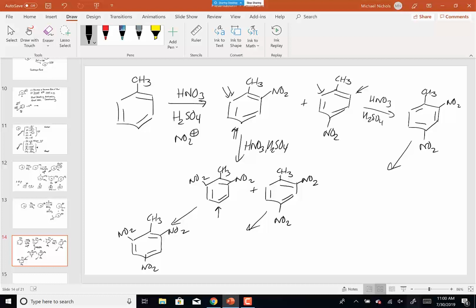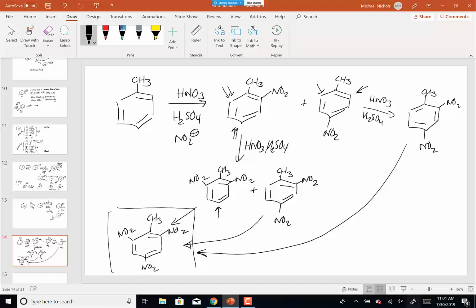And that would be the same product if I added another nitro group to the middle product here. I'm going to end up with the same product, and if I added another nitro group to this one, I'm going to end up in the same position. So I end up with the same product. All I have to do is nitrate this toluene 3 times. So I'm going to end up with this molecule. So I'm going to trinitrate this toluene.